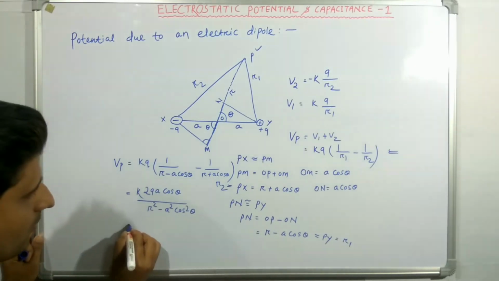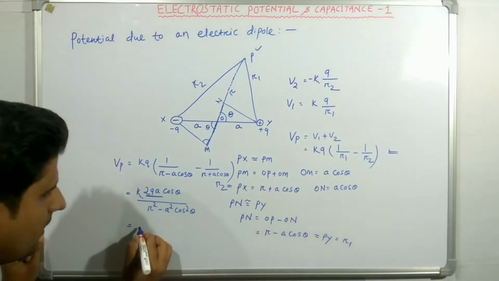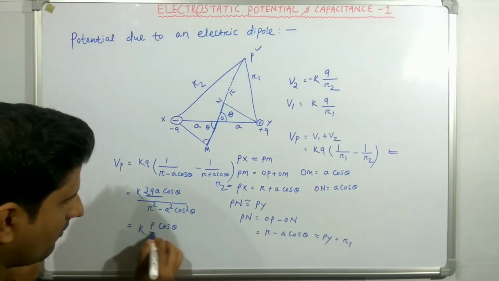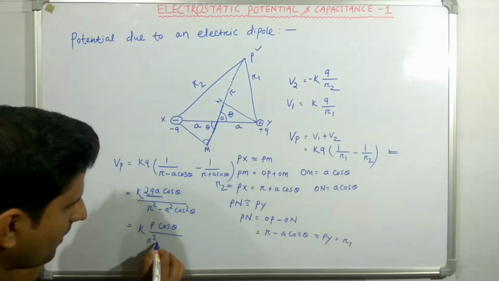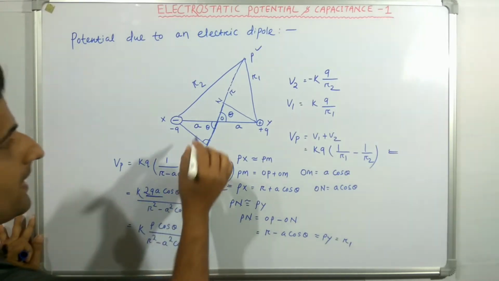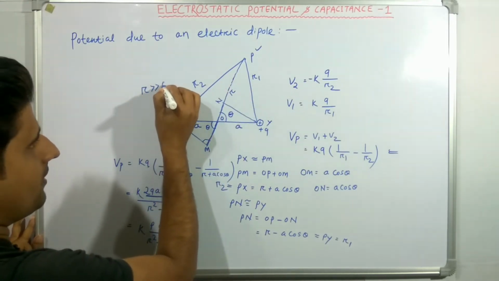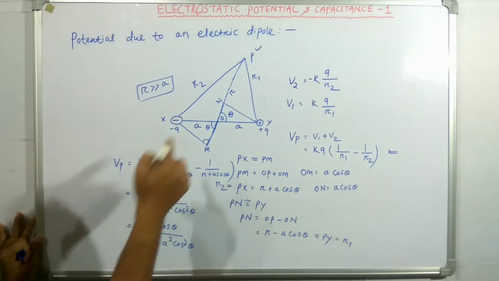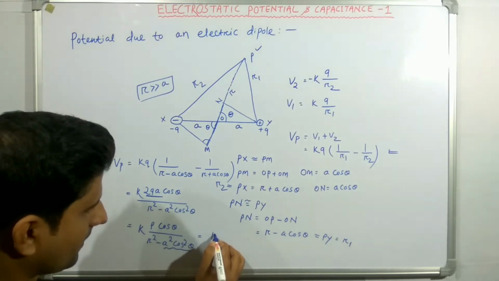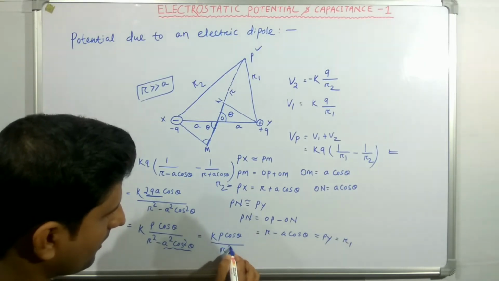Okay, and we know 2QA is the dipole moment. So this should be written as K P cos theta by R square minus A square cos square theta, and here R is very much greater than A, so this should be neglected, and this will be written as K P cos theta divided by R squared.